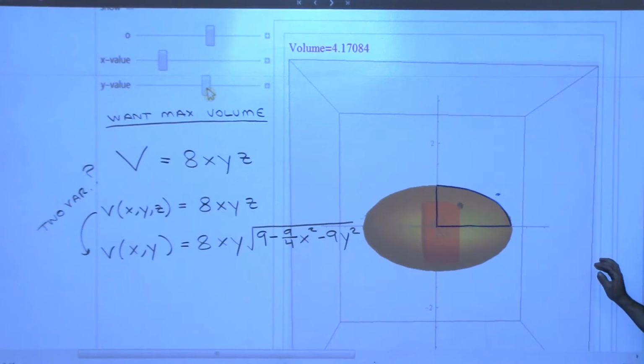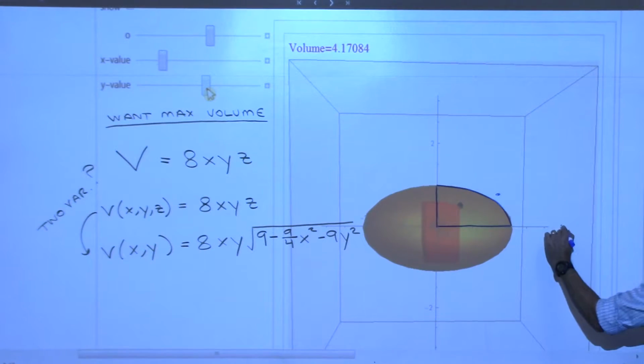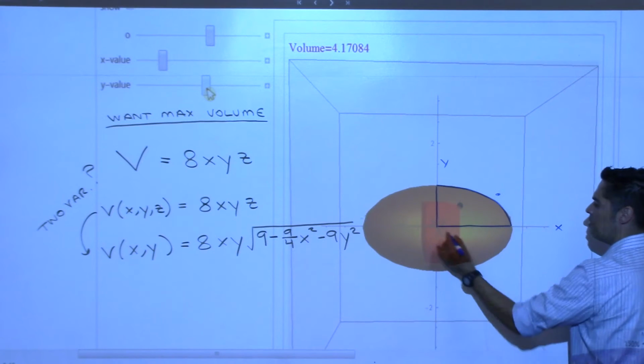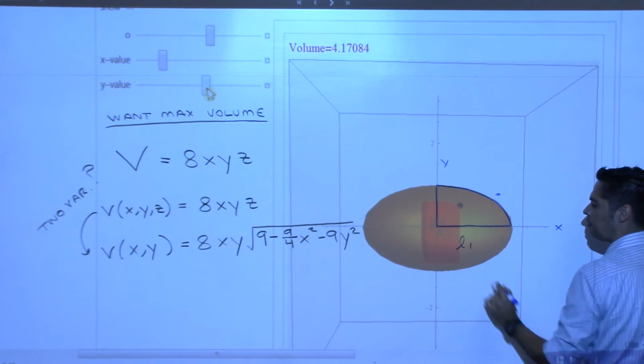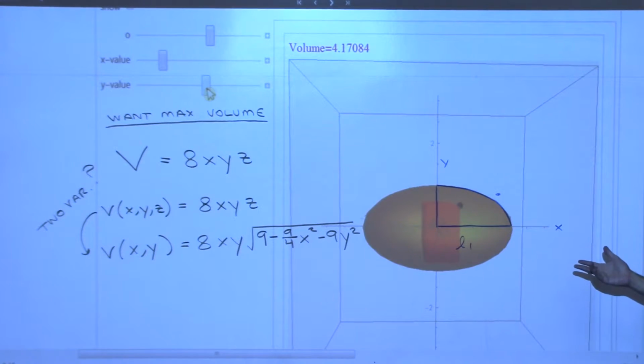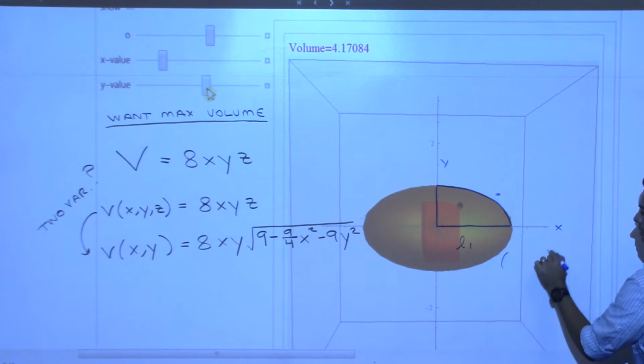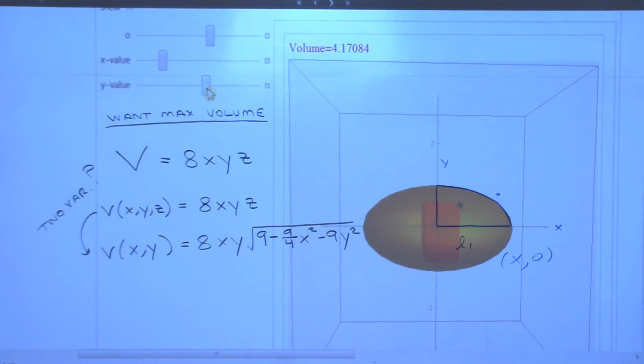Do y'all see that? That's what I need to come up with, my boundary: L1, L2, and C1. Let's talk about L1. If this is the x-axis, this is the y-axis, how would you get this L1? Well, what do you know about those points? They all look like this, right? What's the restriction on x?